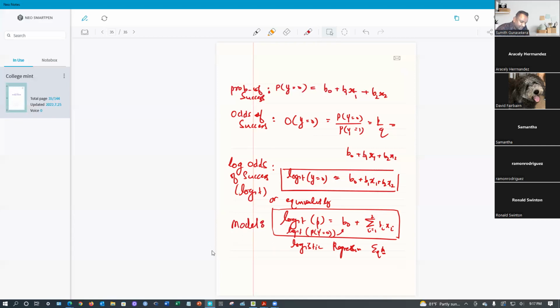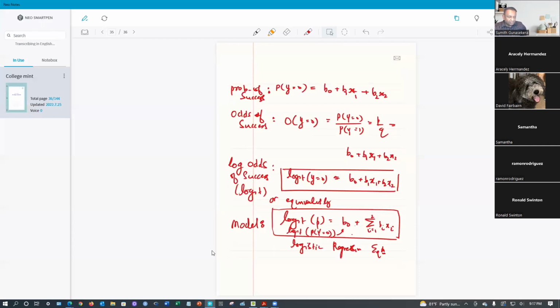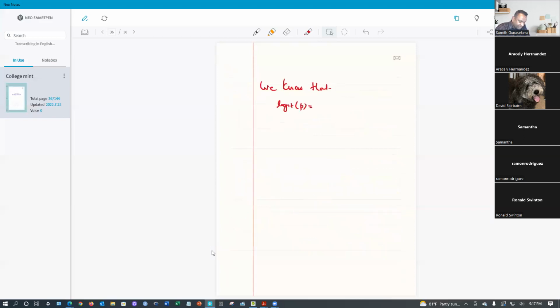So we know that the probability, if you want the probability of success in terms of the logistic regression parameters, these are the logistic regression parameters now: b0, b1, b2. So now that we have logit of p, which is log of p over q, equals beta naught plus summation i equals 1 to 2 of beta i xi. Then I'm going to take what? We're going to take the exponential on both sides. That one means this is natural log. I have taken the natural log on this one only.